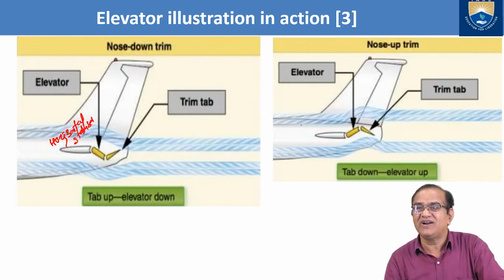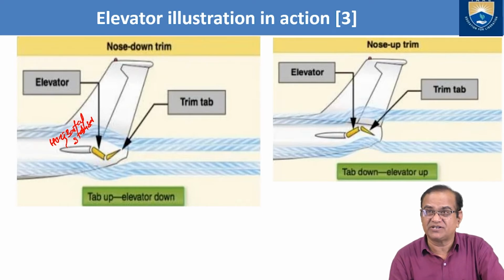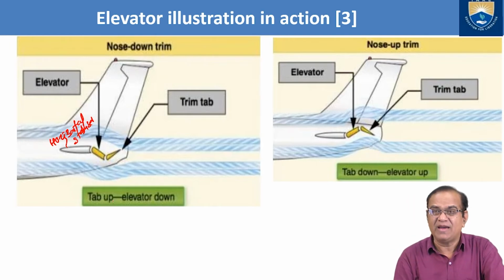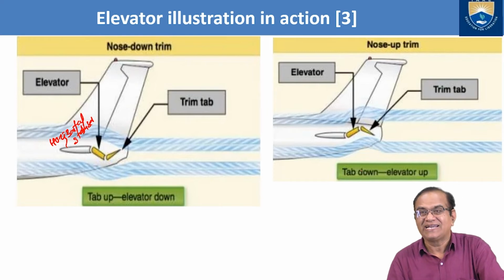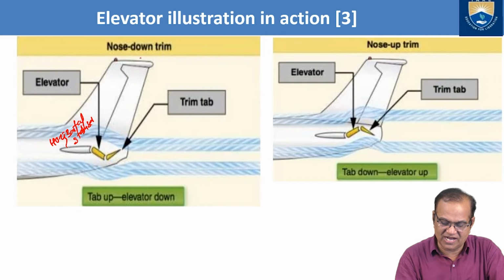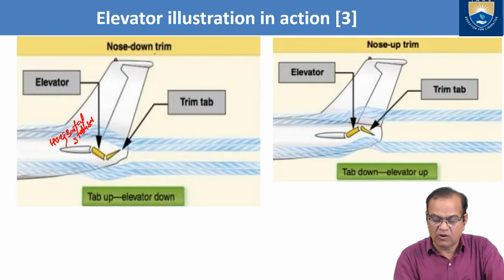And if the elevators are going up, the trim tab will go down. So tab up, elevator down; tab down, elevator up. Both are nose down trim. It is called the nose down trim.